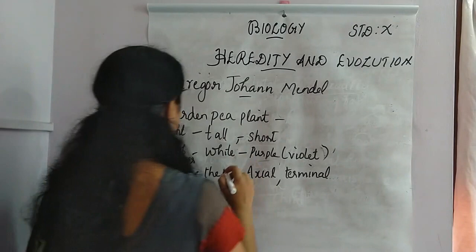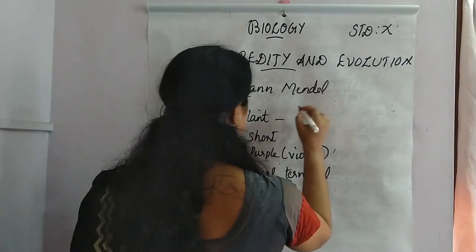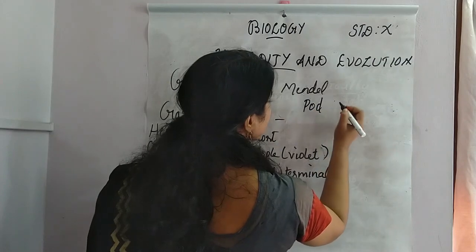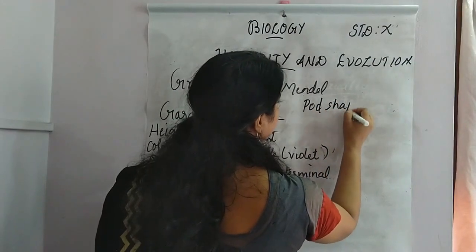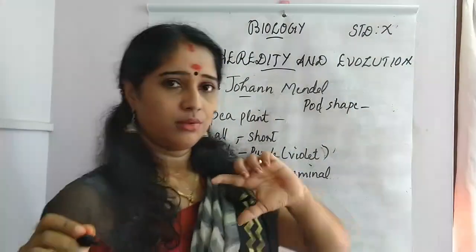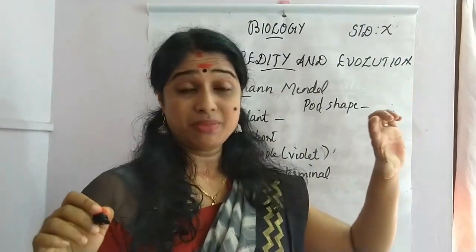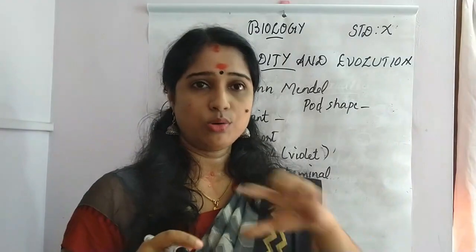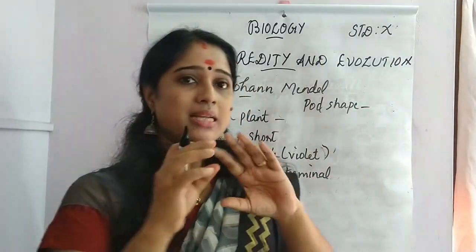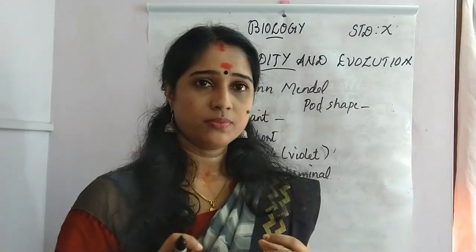Next one, so you have discussed 3 characteristics. Next one is the pod shape. Have you seen the beans? Normal pea plant, used for preparing thoran and all. That outer covering is the pod. Inside the pod only you can see the seed.